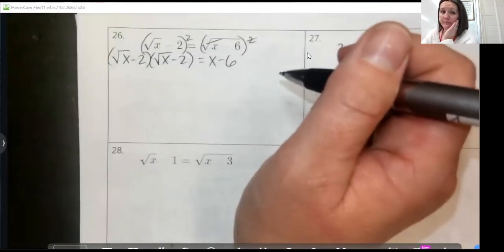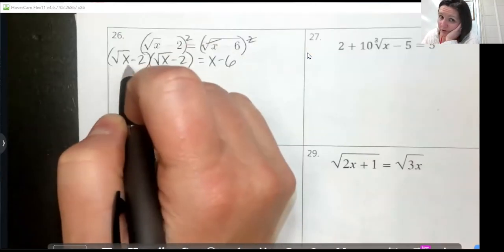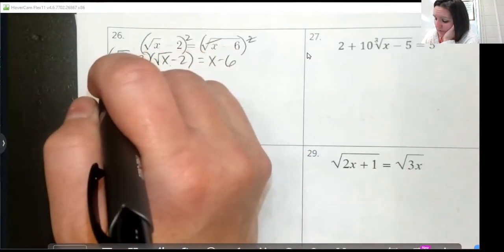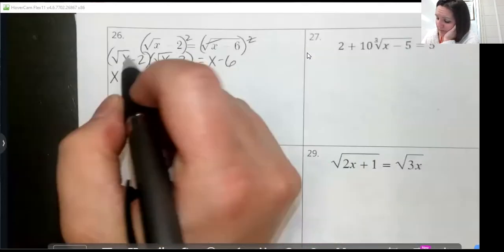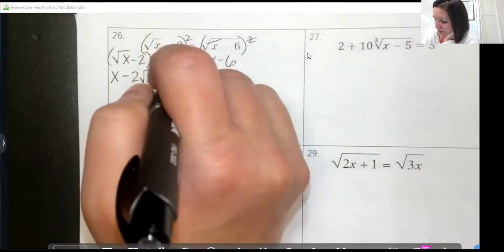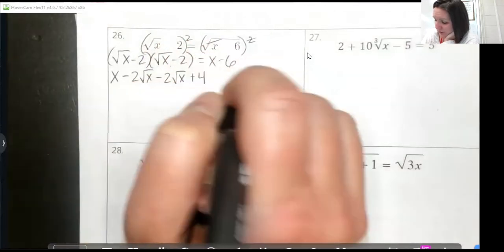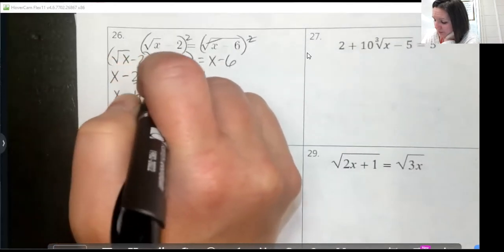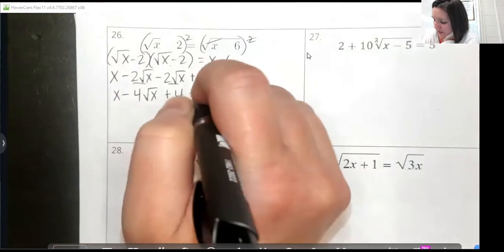Those cancel, right? I don't know what's going on. All right, so we're going to FOIL first. So square root of x times square root of x is square root of x squared. So that x just pops out. And then I have negative 2 root x, negative 2 root x plus 4. So we can combine our like terms here and have x minus 4 root x plus 4 equals x minus 6.